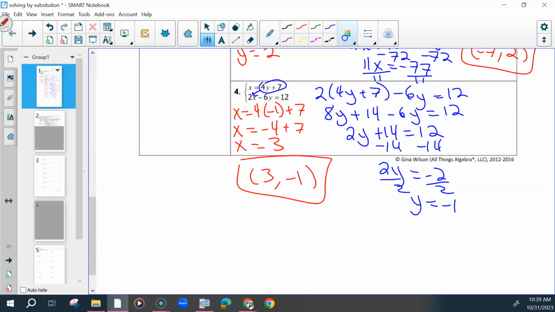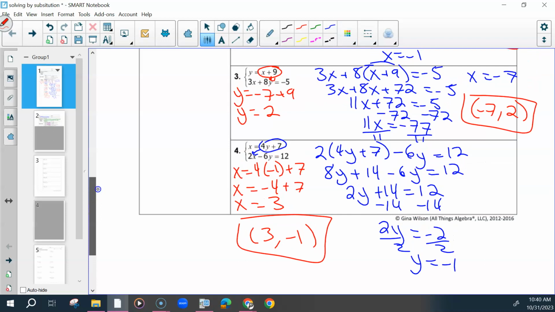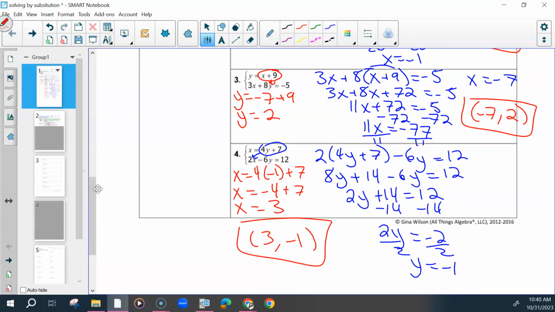Do you have any questions on how to solve by substitution so far? Some of yours are right, so I'll leave this up. What is it? I will be back. Okay, when we come back from lunch, we'll do some more examples.